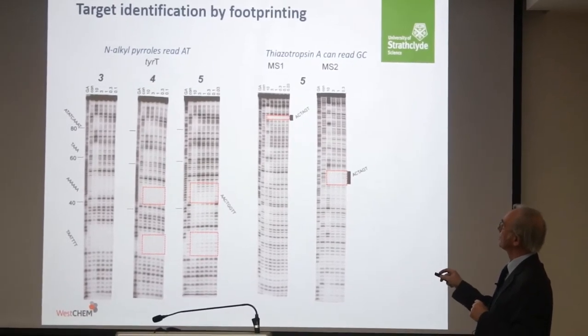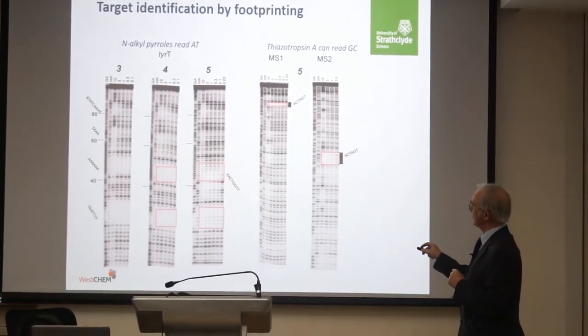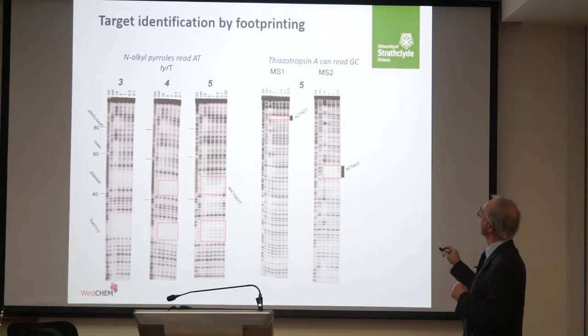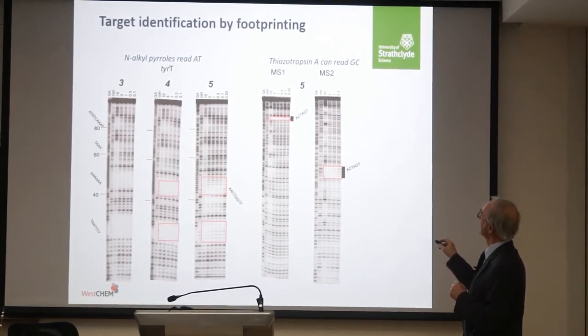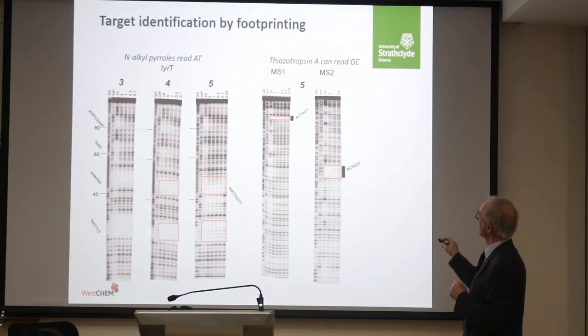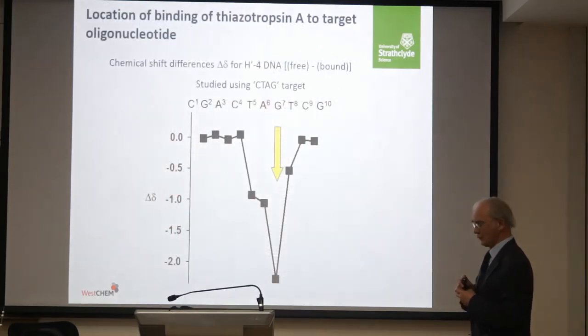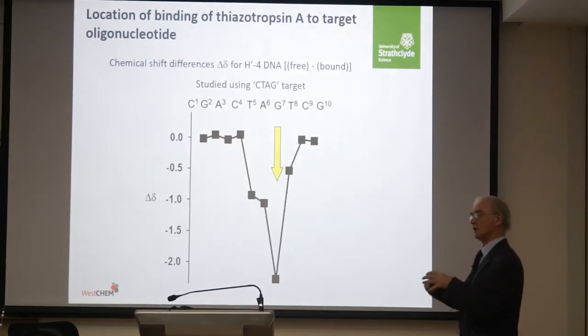The outcome of this study was that the N-alkyl pyrroles tend to read very prominently AT-rich sequences, although there are Gs in. But the most important result was probably this here, in which our thiazotropsin was really quite selective for the sequence ACTAGT. In particular, the G and the T are significant. So this was studied in more detail using spectroscopic methods, and I've just picked out a few of the slides that show those data. Here we see our target there that we had identified, wrapped up in a decamer, and if you look at the chemical shift differences when you compare free DNA with bound DNA, you can see a very, very strong shift associated with the G, which is where the thiazole binds.